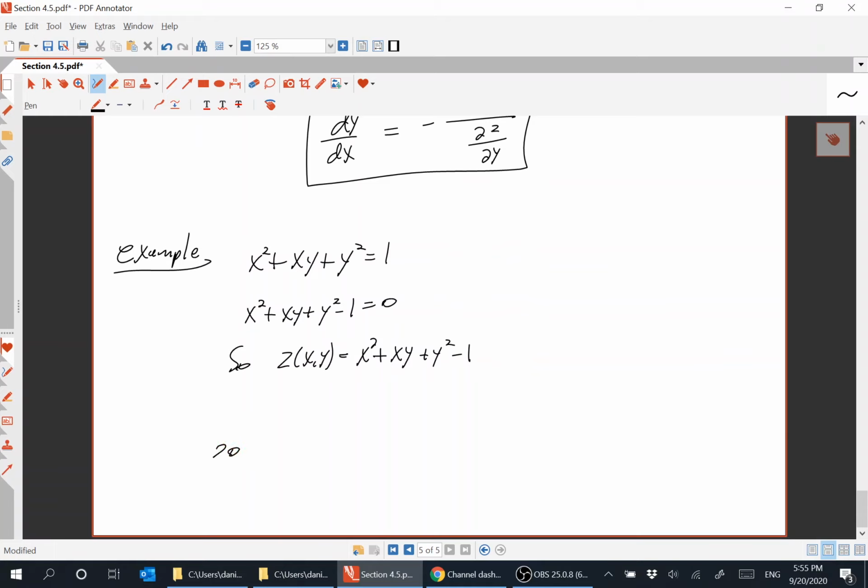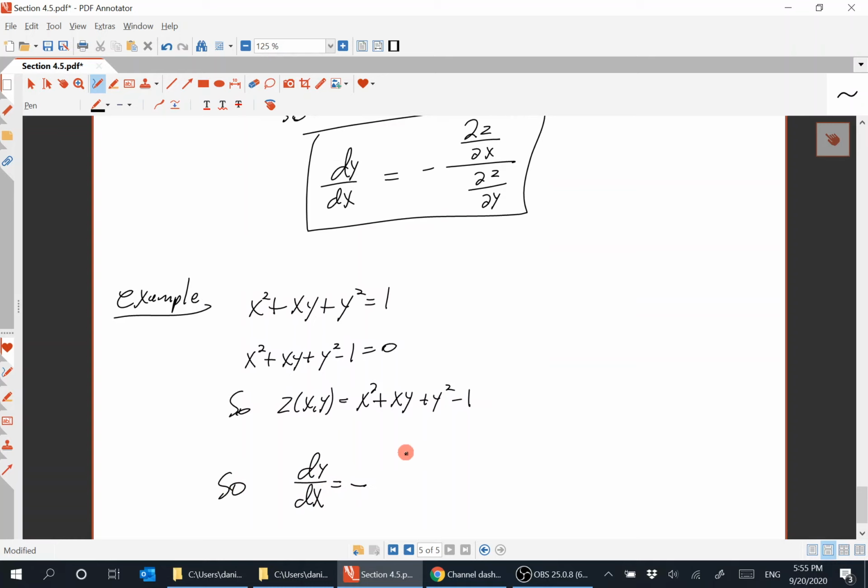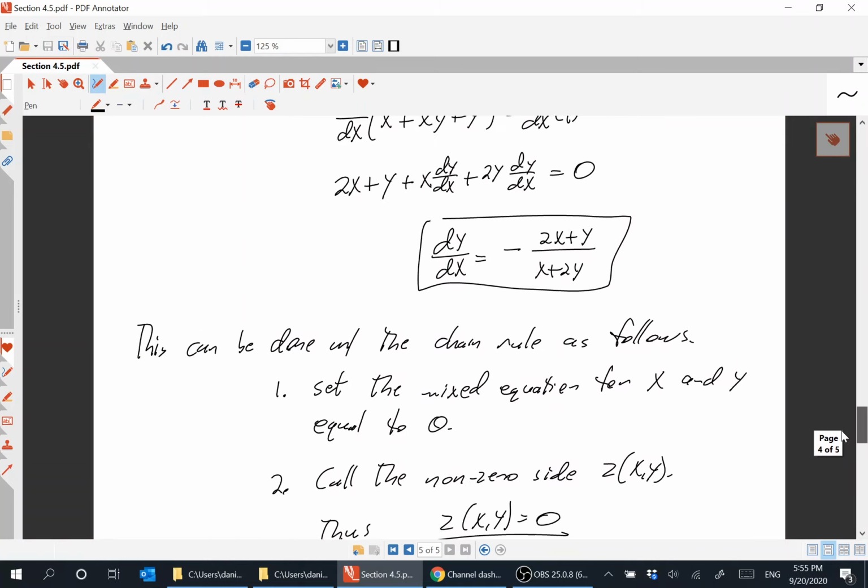So dy dx is negative partial with respect to x, which is 2x plus y plus 0, over partial with respect to y, x plus 2y plus 0 plus 0. Wow, nice. It's just taking a couple of partial derivatives and we got the same answer as before.